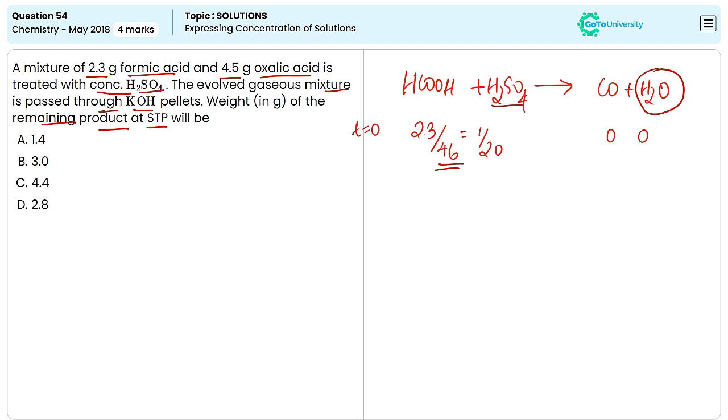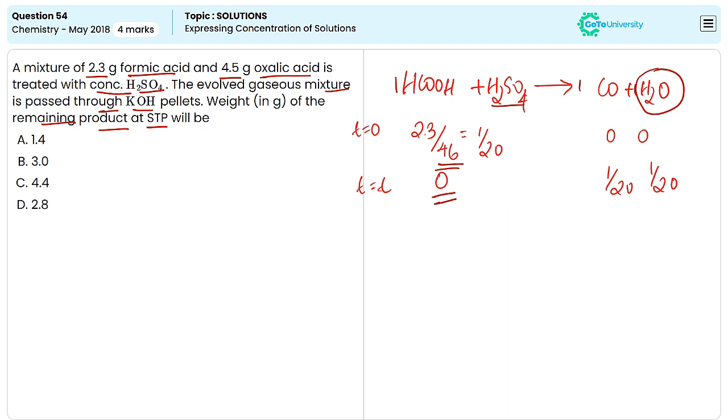is not yet started. After the completion of the reaction, at t is equal to T, the formic acid will completely convert into carbon monoxide and water. So the moles of formic acid will be 0 and moles of carbon monoxide and water will be 1 by 20, because all these formic acid will be converted into carbon monoxide and water. The ratio is 1:1:1. So it will be 1 by 20 each.